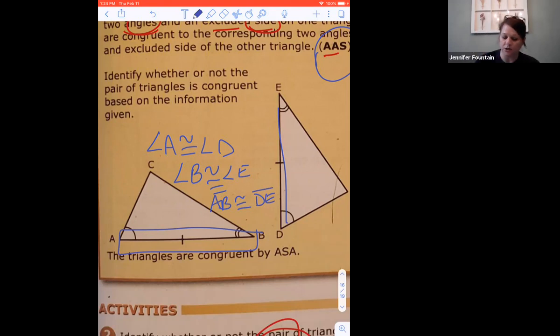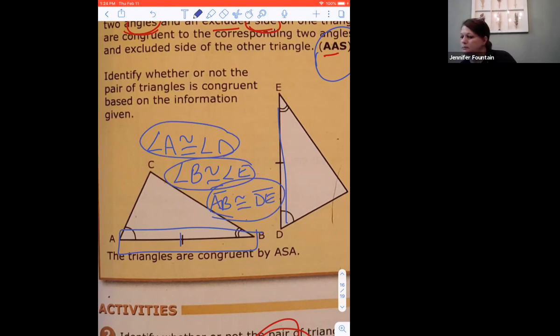Okay, and so here I've got angles, and I've got a side. My side is in between the angles, so that's angle, side, angle. Okay, and I think that will be it on that. Okay.